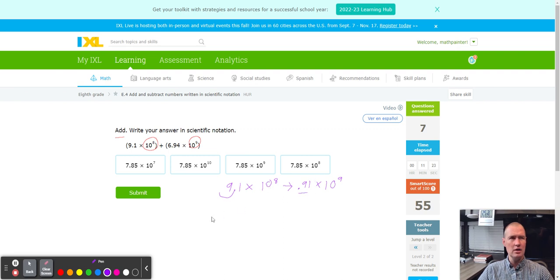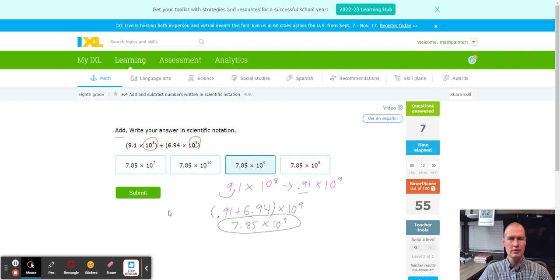So we're going to take our 0.091, add it to 6.94 times 10 to the 9th power. And like I said, this is a good one to work out on the calculator. So in this case, I'm getting 7.85 times 10 to the 9th power. All right, where's that at? First one, no. Second one, no. Third one, yes. That's the one we're looking for right there.